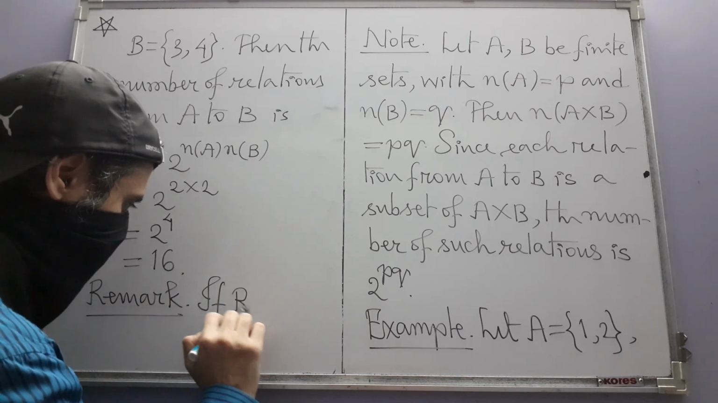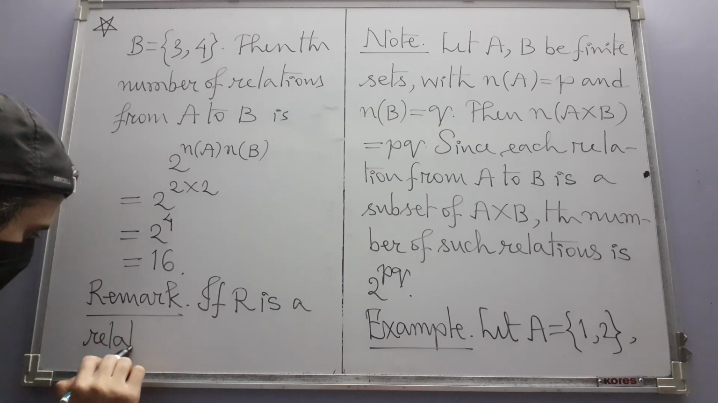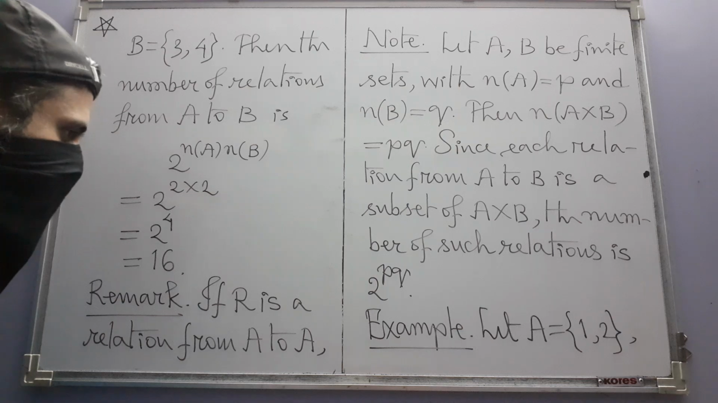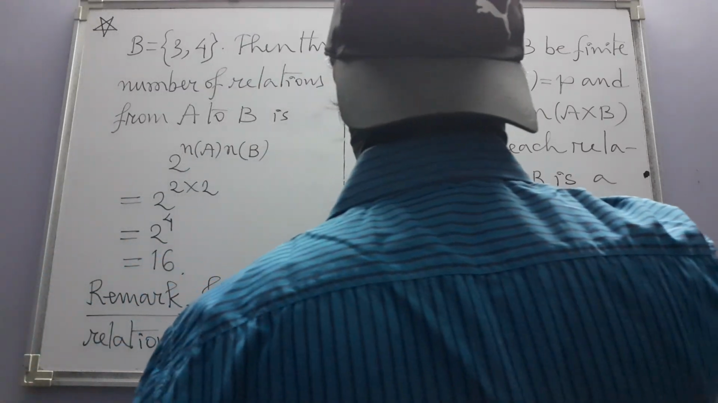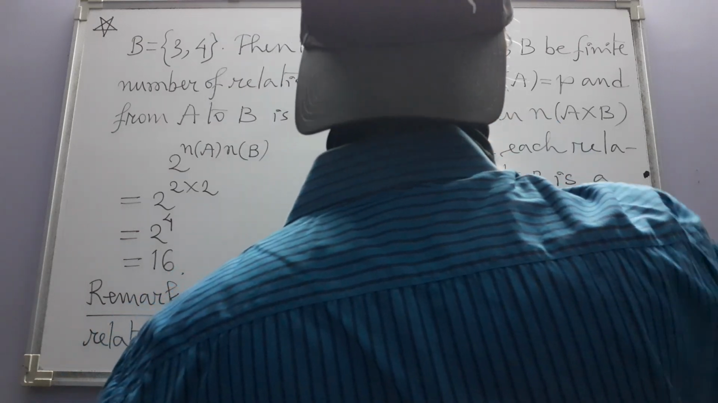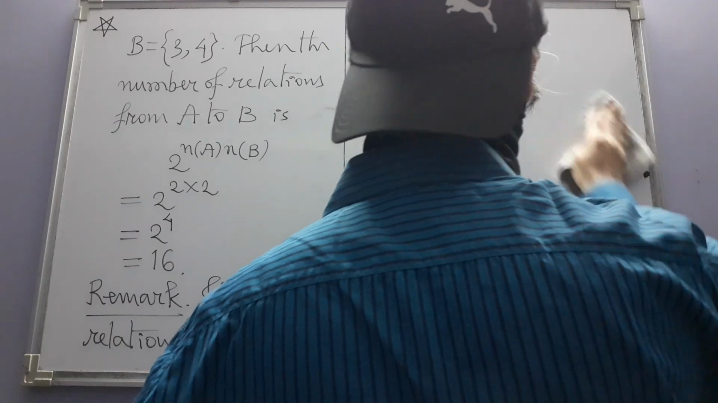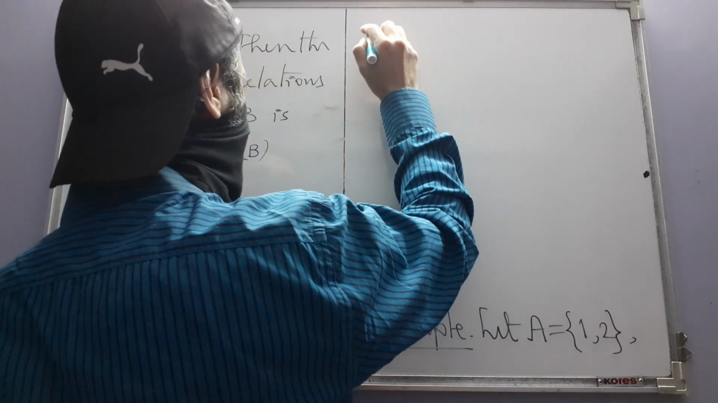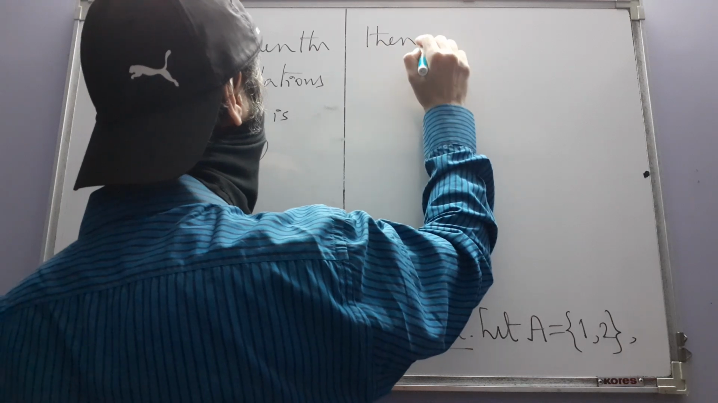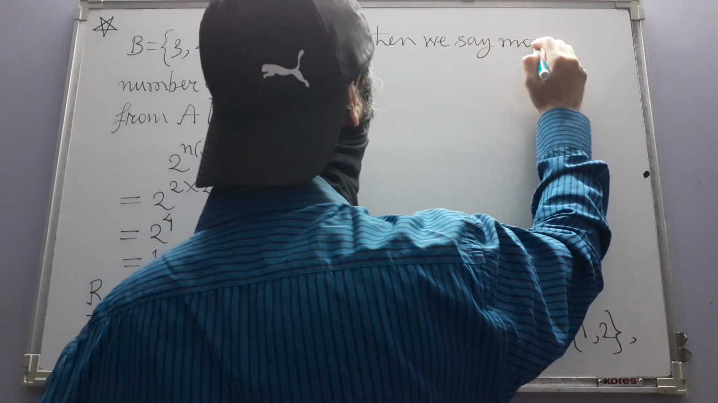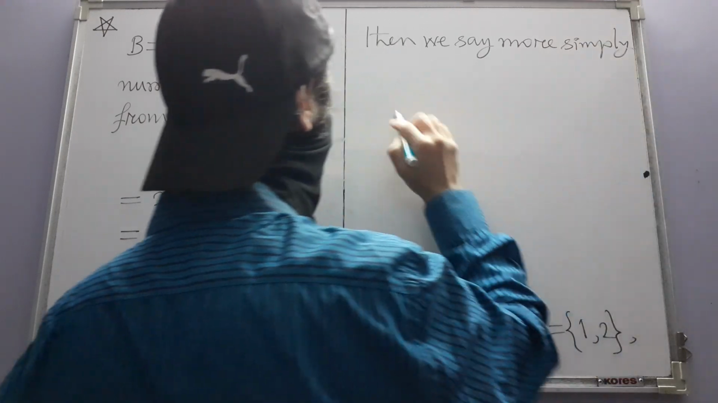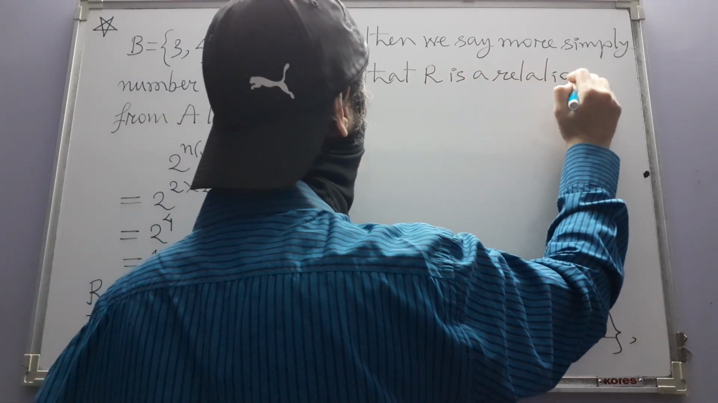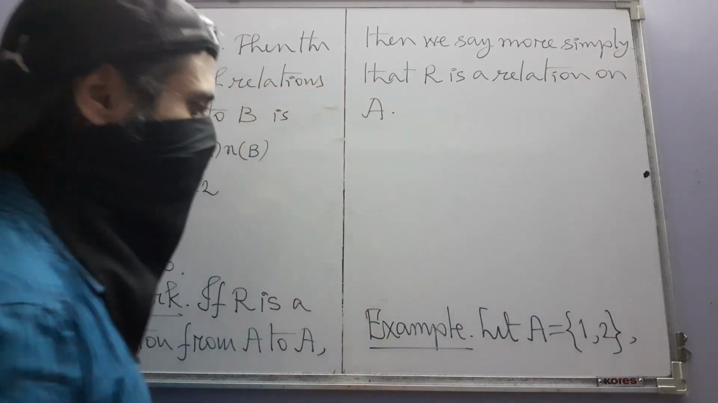If R is a relation from a set A to itself, then R is also called a relation on A. A slightly simpler way of saying this: instead of saying R is a relation from A to A, because there is a single set, we say more simply that R is a relation on A. So this is where the section actually ends.